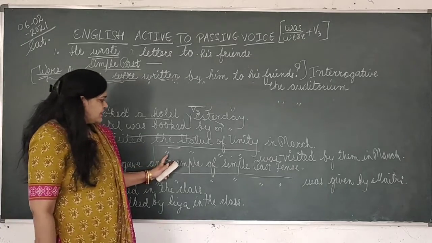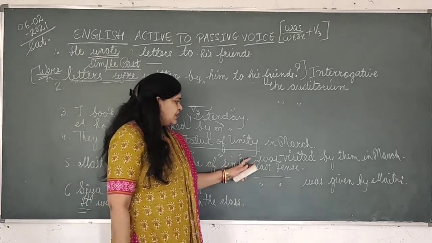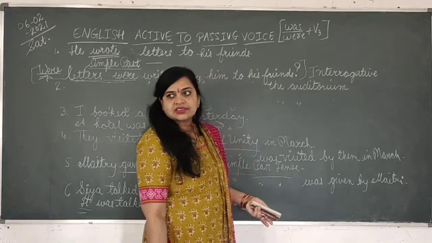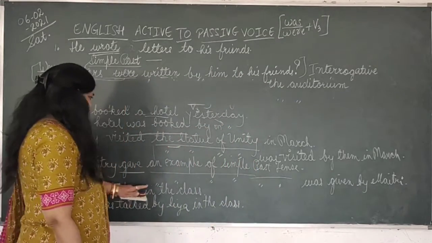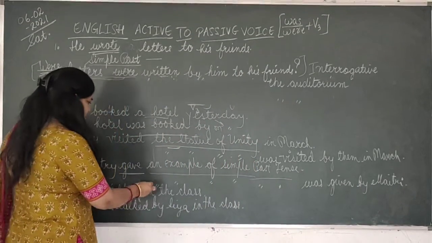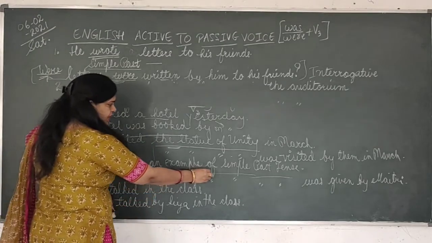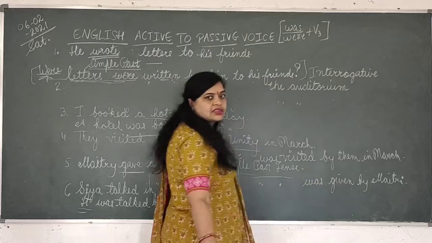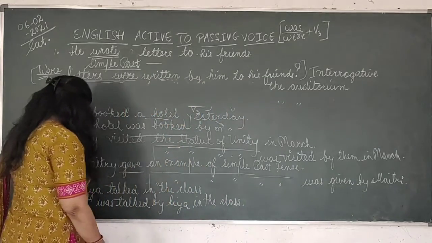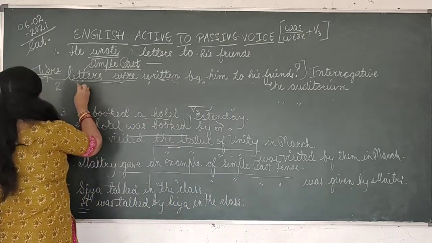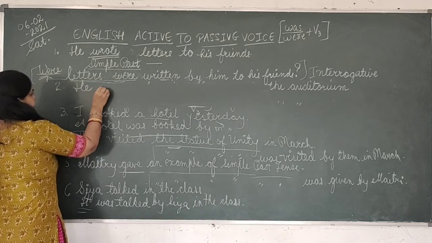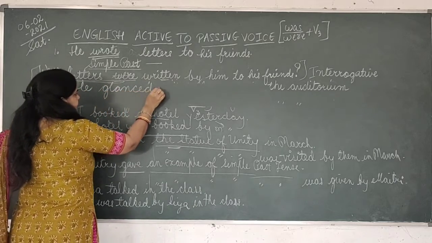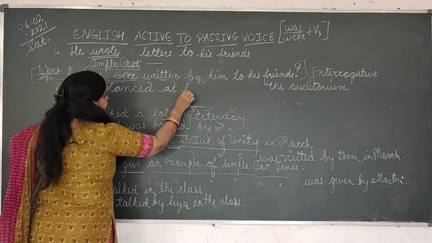You write it. The Statue of Unity was visited by them in March. It's complete. Who says it's incomplete? An example of past in the past tense was given by my book. Answer is over, already written. Now, he glanced at her, means he looked at her.